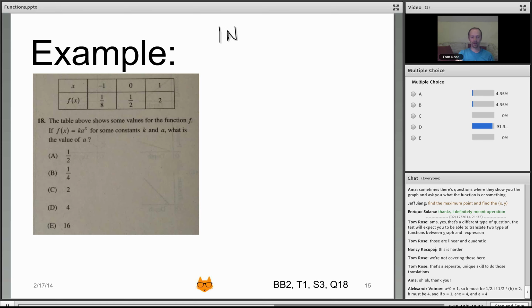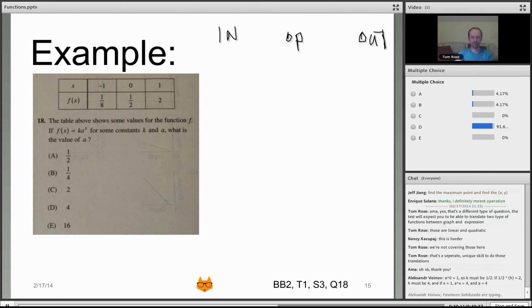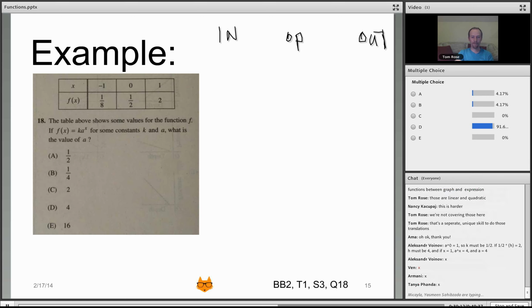So first, let's start documenting some of these. Input, we're going to keep track of the operation, and we want to know the output. So we've actually been given the input, the operation, and the output already by the question. So what is the input here? Type that in the chat window. Where would you find it? Yes, it is x.